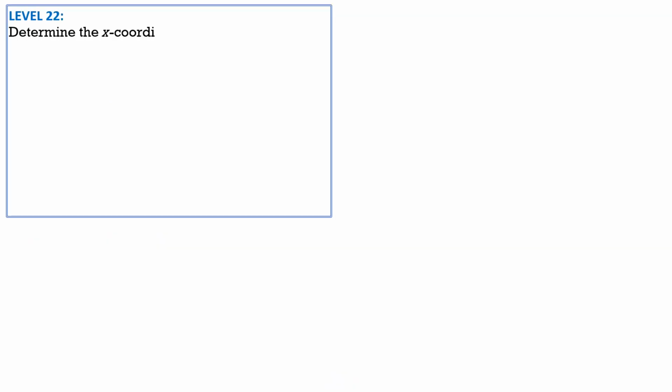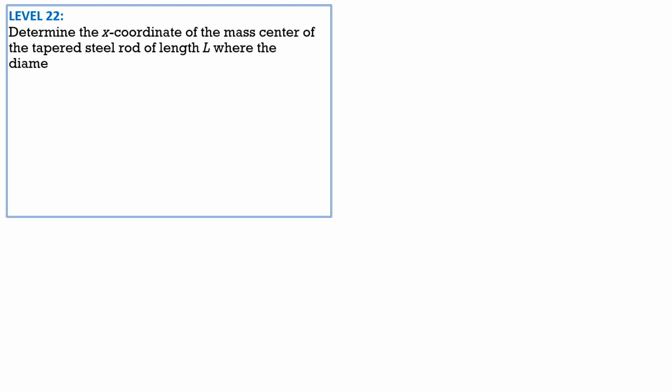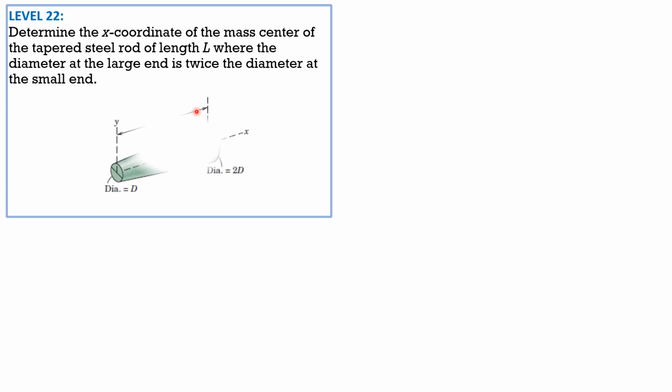Level 22. Determine the x-coordinate of the mass center of the tapered steel rod of length L, where the diameter of the large end is twice the diameter at the small end. So this is the given tapered steel rod of length L. For the solution, we know that the location of the centroid of a cone is 1/4 of its height from the base.